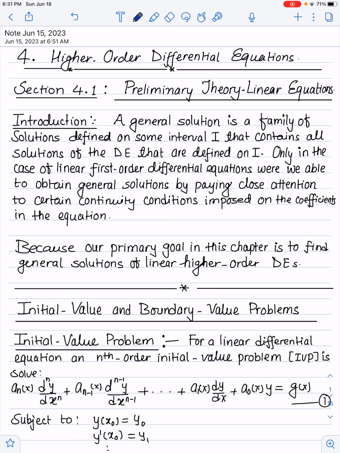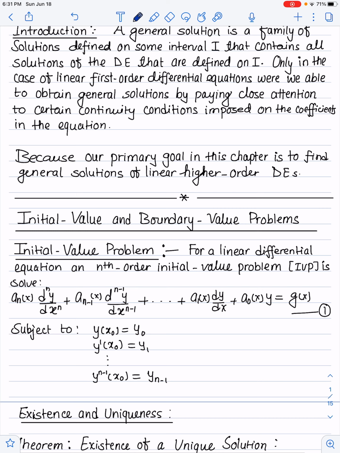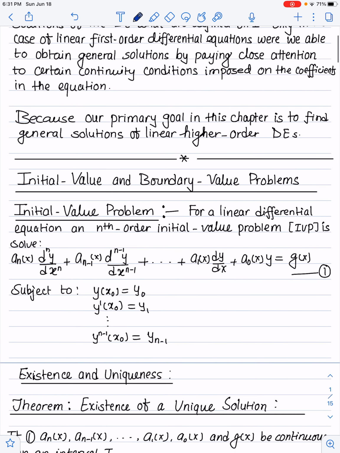Alright, so the primary goal of this chapter is to find the general solution of a linear higher order differential equation. There are two types of problems: initial value problems and boundary value problems. Let's look at the initial value problem first.